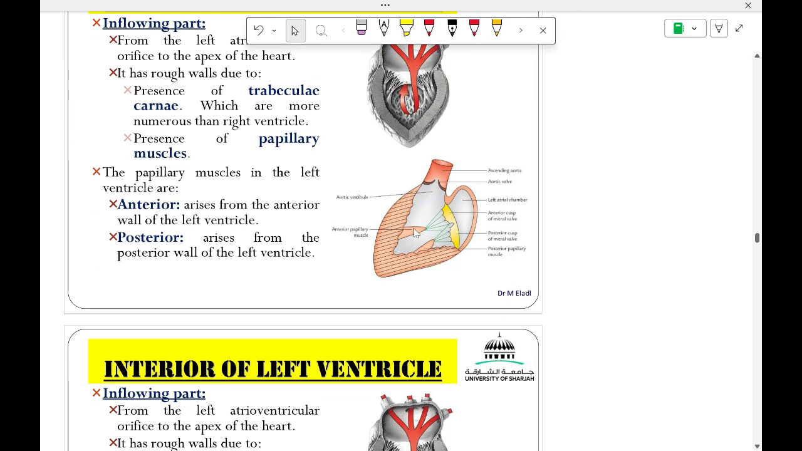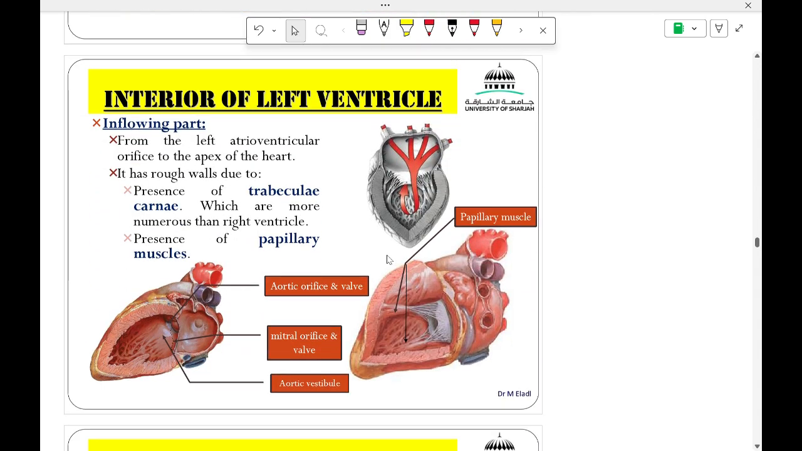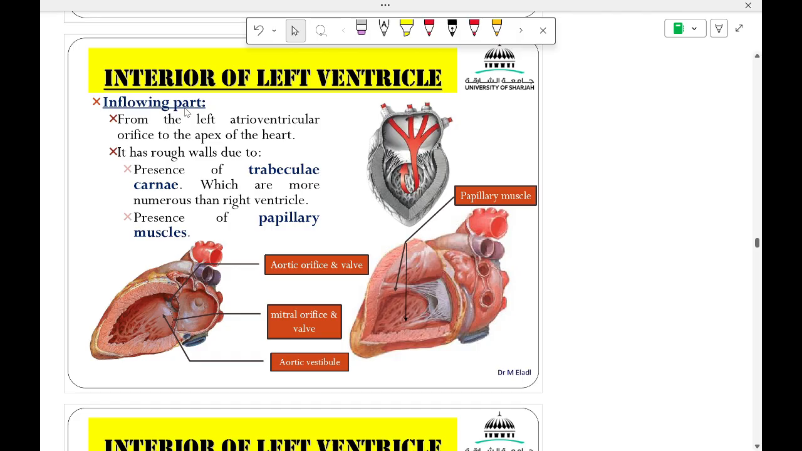Now, the anterior papillary muscle will connect to the anterior cusp of the valve, and the posterior papillary muscle will connect to the posterior cusp of the mitral valve, okay? Now, so for the inflowing part, it's basically spanning the region from the left atrioventricular orifice or just the mitral valve all the way till the apex of the heart, okay? So this region over here from the mitral valve all the way to the apex is going to be spanned by this rough inflowing part, and then we will have the smooth outflowing part.